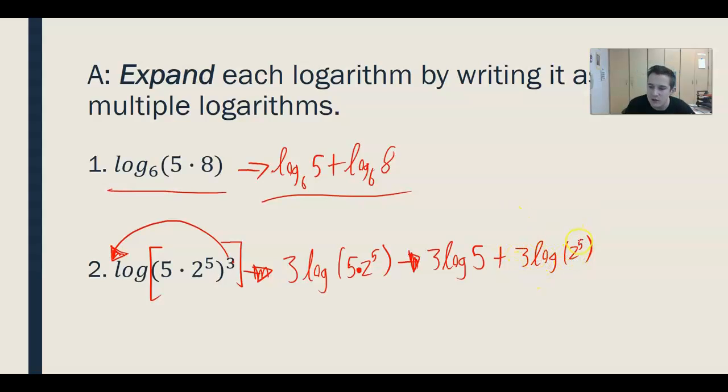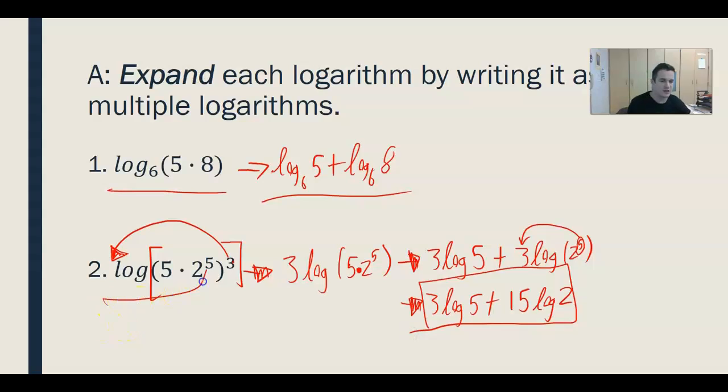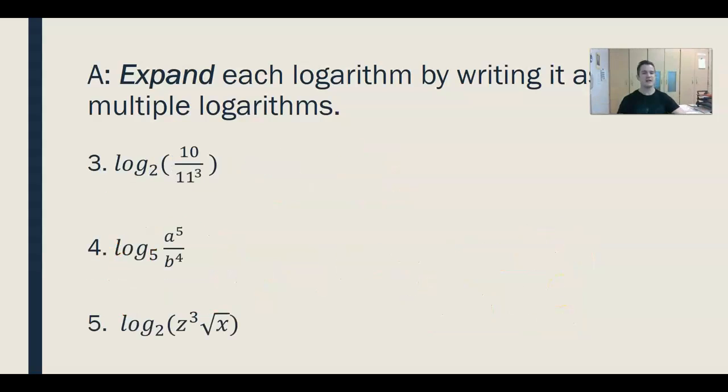Well, now I have another log with a power. This power can come down in front and multiply in front. So this is equivalent to 3 log of 5 plus 3 times 5 is 15 log of 2. So this whole mess right here is equal to 3 times the log of 5 plus 15 times the log of 2. That's pretty crazy. That's pretty awesome. Let's try a couple other examples.